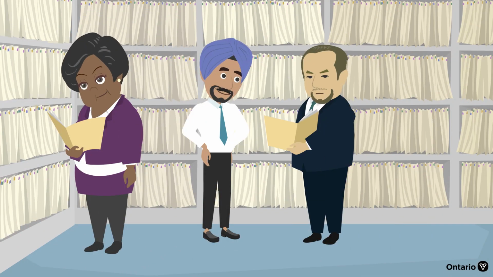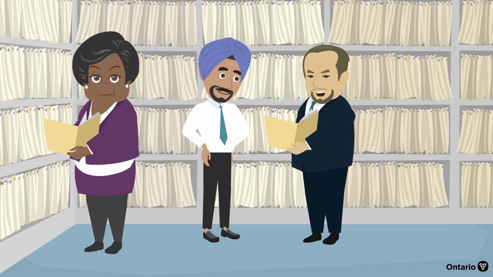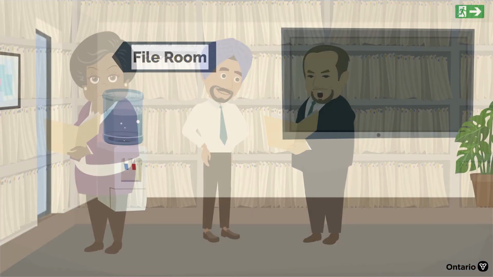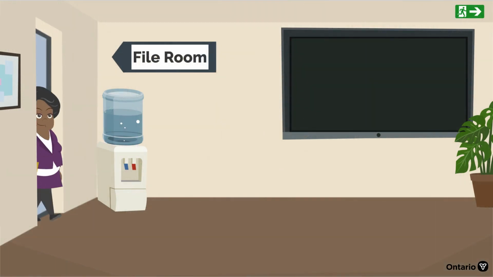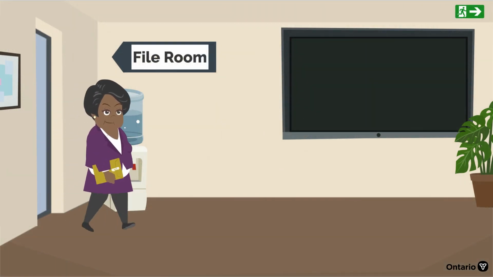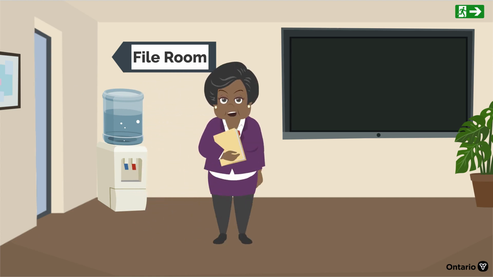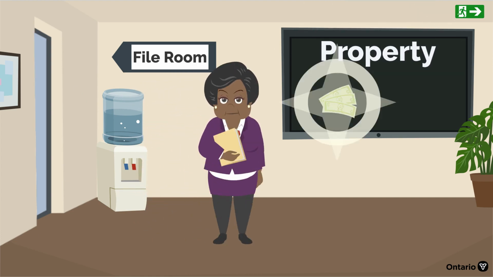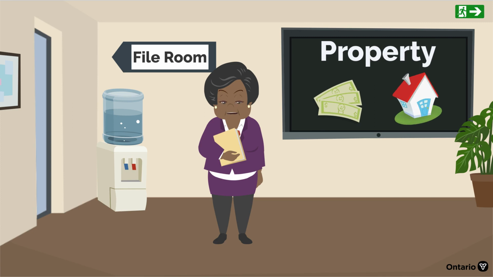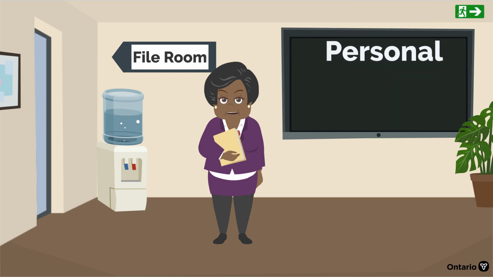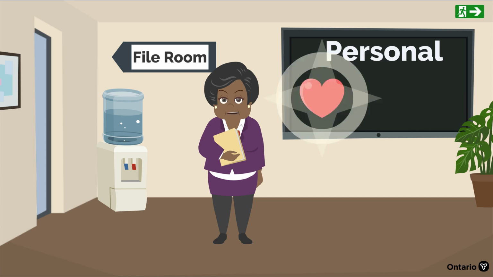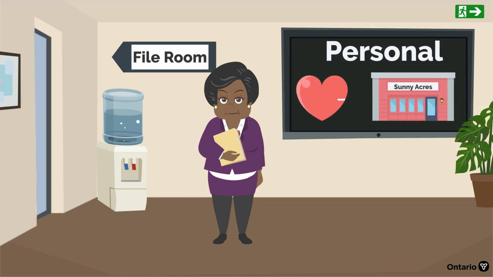The narrator is looking at a file in the file room, while two lawyers are in deep discussion. Did you know there are two kinds of powers of attorney? Outside the file room, the narrator is standing by a large monitor which displays the kinds of powers of attorney. One is for your property and covers money and assets, such as your house or business, and one is for personal care. This one covers aspects of your personal life, such as healthcare, living arrangements, and more.